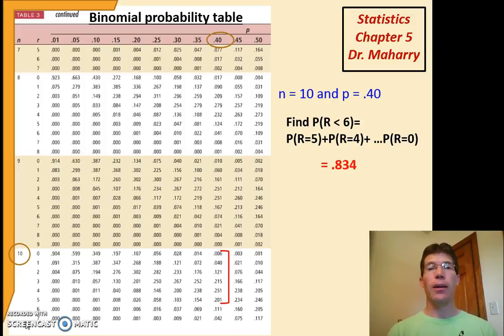glasses. Now, these tables are provided for n values up to, I think, about 25 or 30 and various p values. And so you can utilize these to find binomial probabilities.